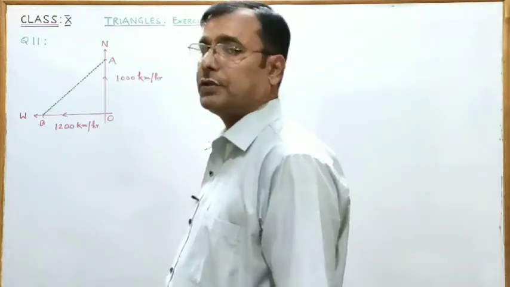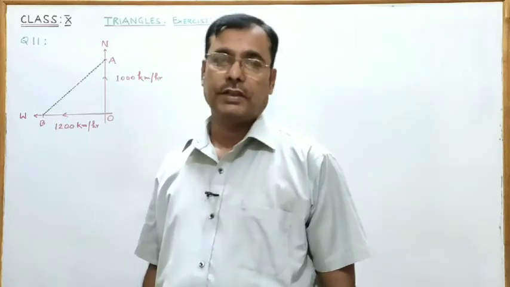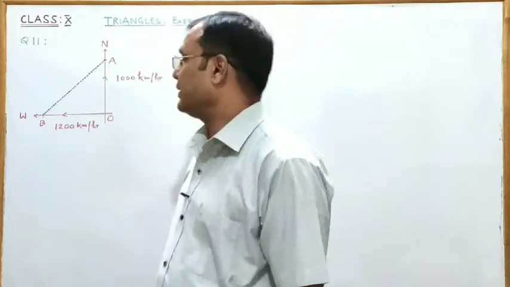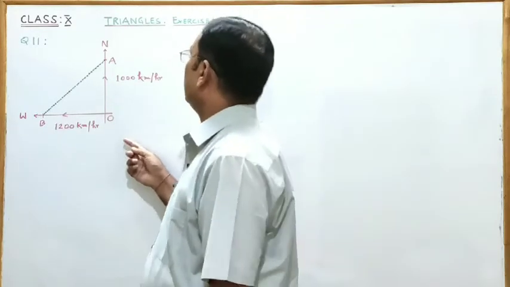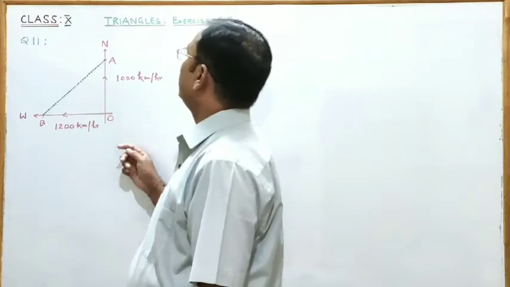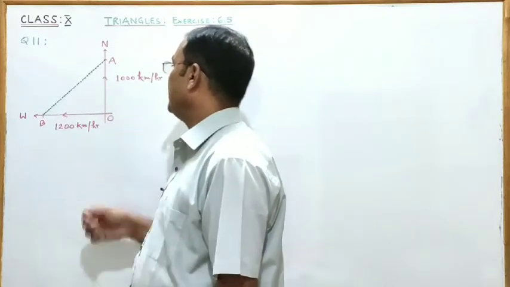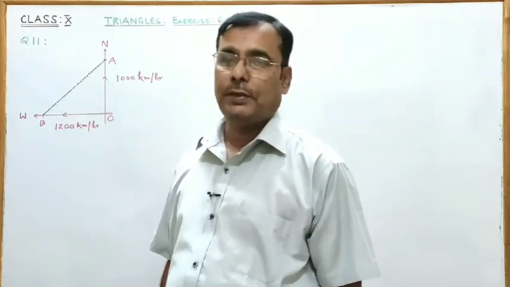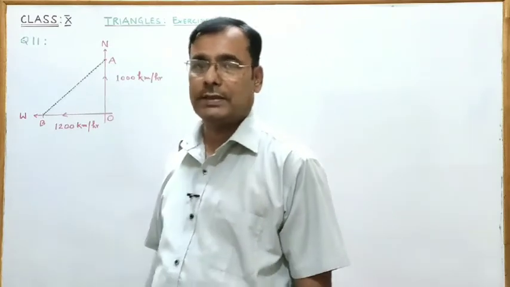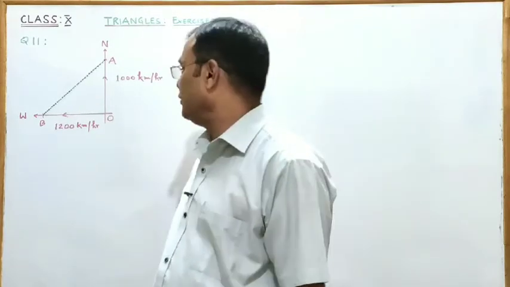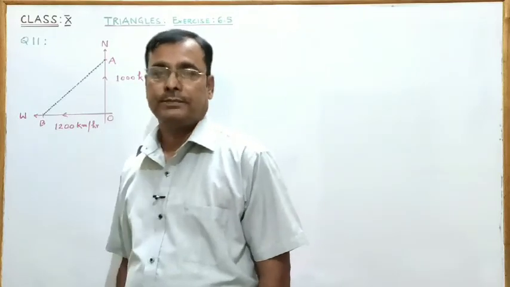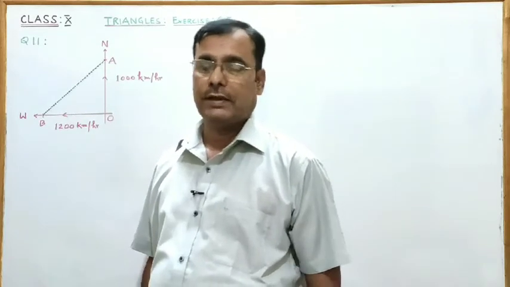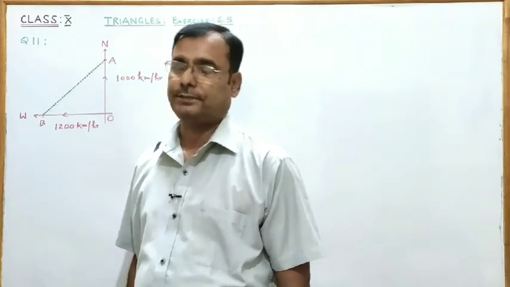Exercise 6.5, question number 11. In this question there are two aeroplanes and they fly at the same time from the same airport. One aeroplane flies in the direction of due north at the speed of 1000 km per hour and the other aeroplane flies in the direction of due west with the speed of 1200 km per hour. We have to find the distance between the two aeroplanes after 1.5 hours.